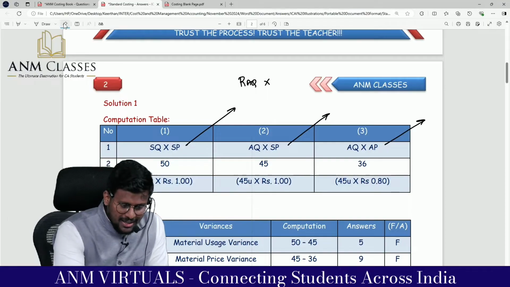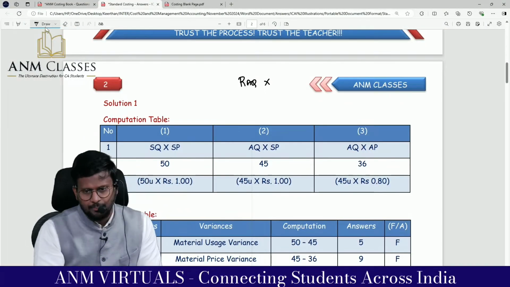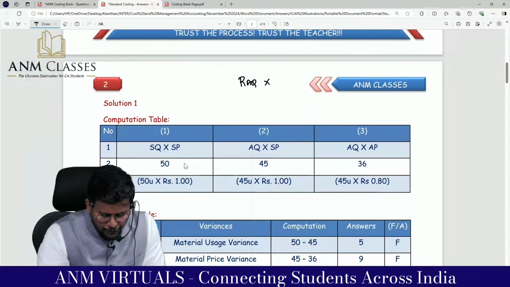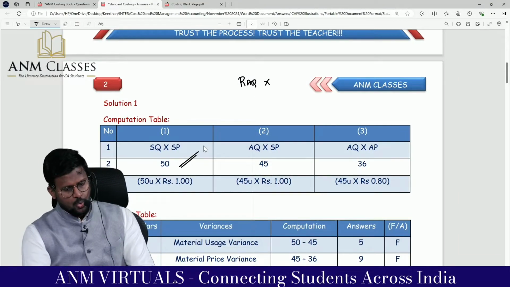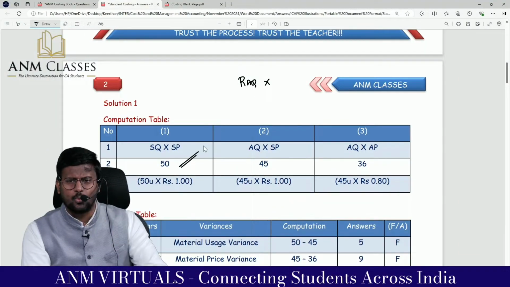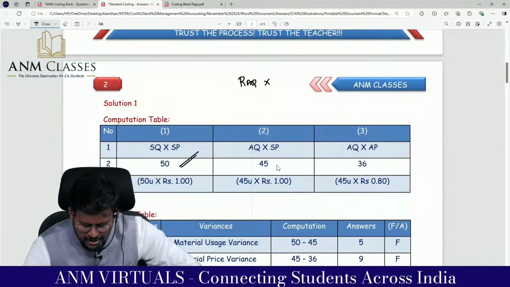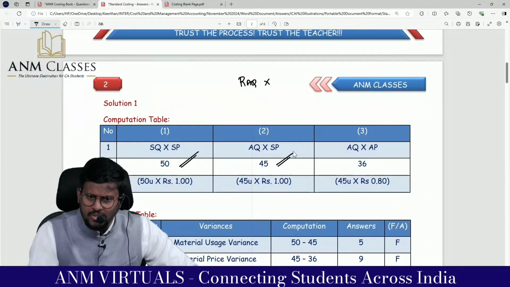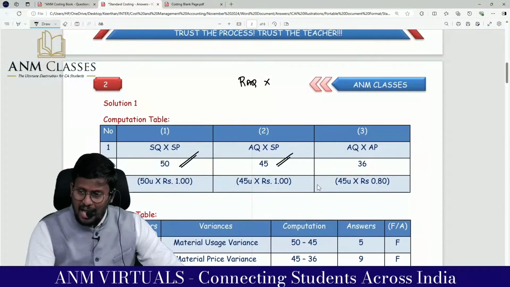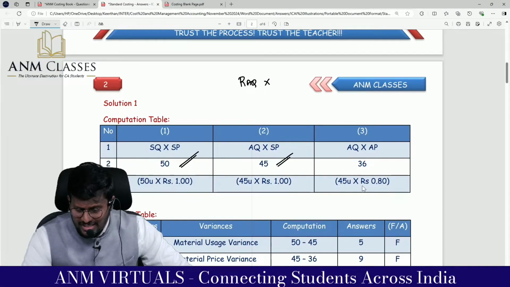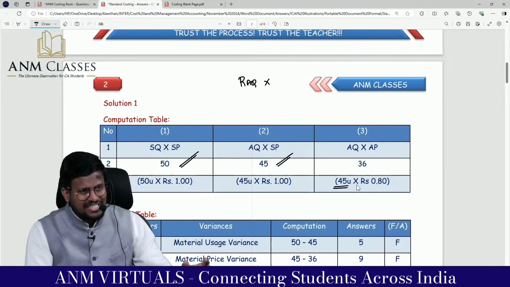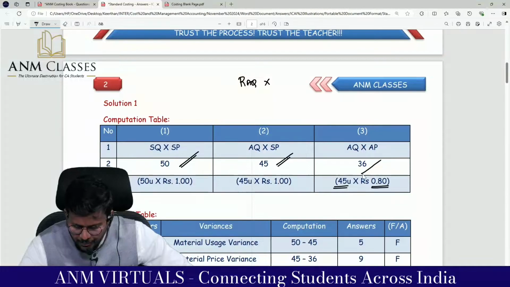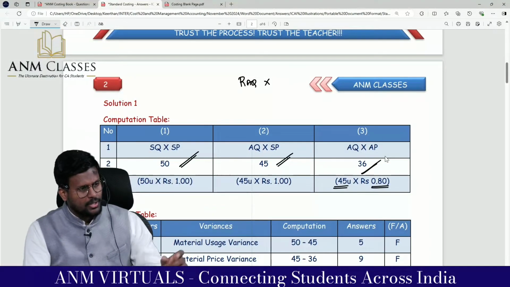Yes, sir. What is the standard quantity? How many units? 50 units. Into what is the standard price? 1. So 50 into 1, 50 rupees is the standard cost. Whereas actual quantity is only how many units? 45. Into standard price 1, 45 rupees is the actual quantity into standard price. Comfortable? Yes, sir. Actual quantity into actual price. What is the actual quantity? 45 units. What is the actual price? 0.8. So 45 into 0.8 comes to 36, the actual quantity into actual price.